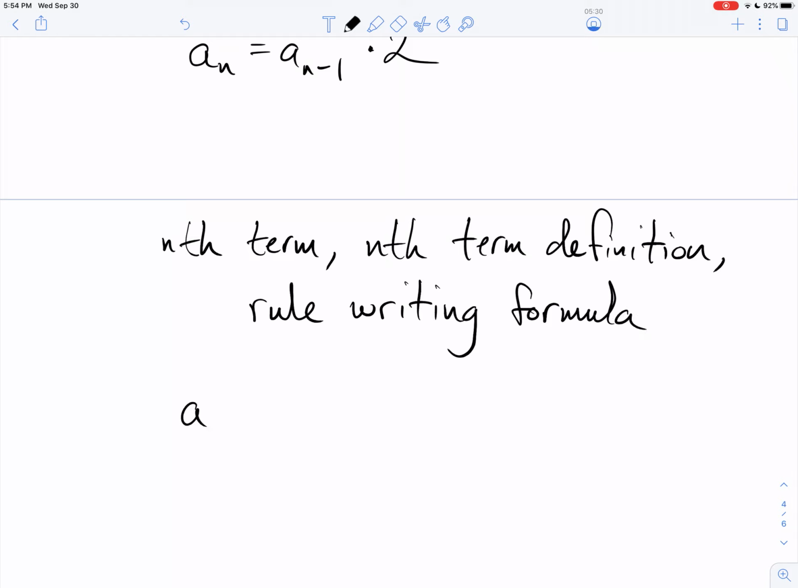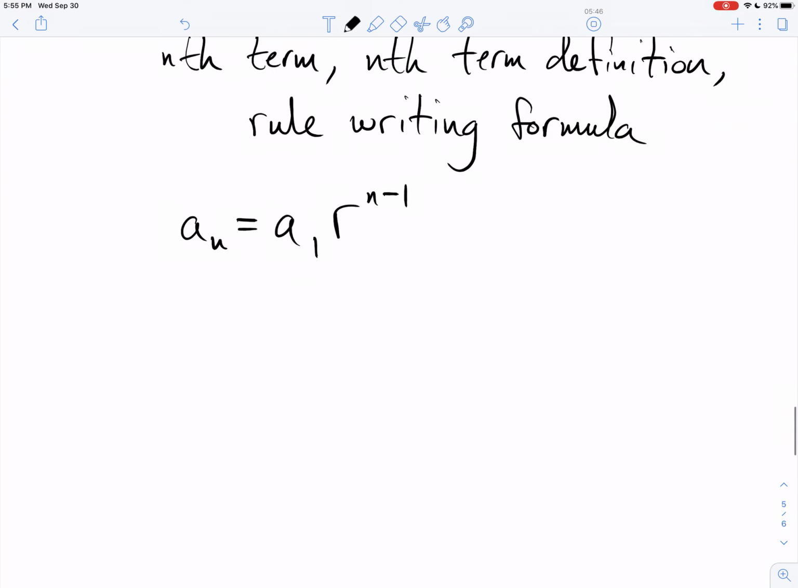So what do we say? A sub n equals a1 times r to the n minus 1. That is our formula. If you want to write a rule describing a geometric sequence, not an arithmetic one, you just do this. It's very simple. I'll write the rule: a sub n equals a1 times r to the n minus 1. That's it. That's the whole shebang.